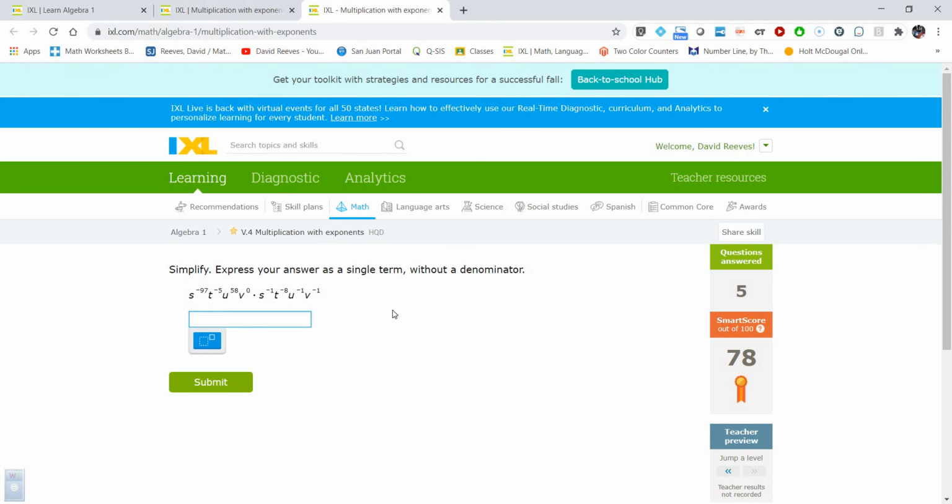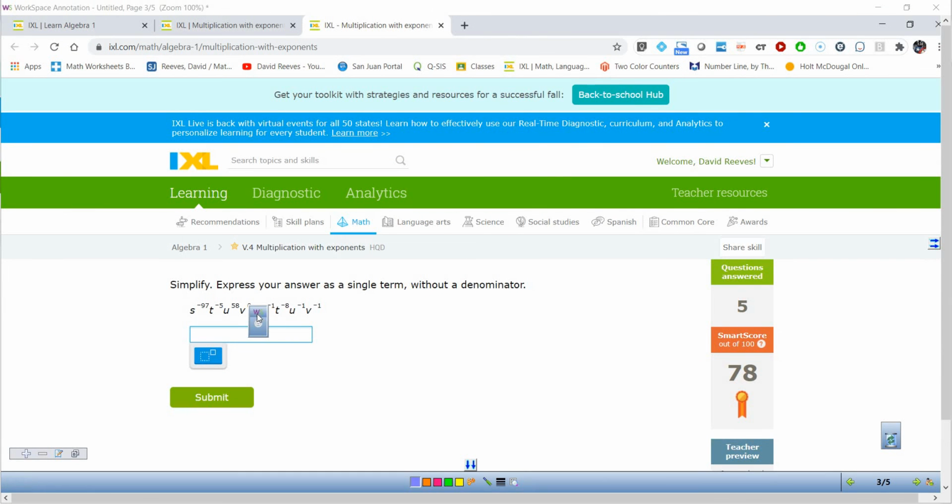All right. There's no more levels, okay? So again, these look really scary, but they're really not. You're going to put the S's together, then you're going to put the T's together, then put the U's together. And lastly, you'll put the V's together. The bases stay the same, and the exponents get added.